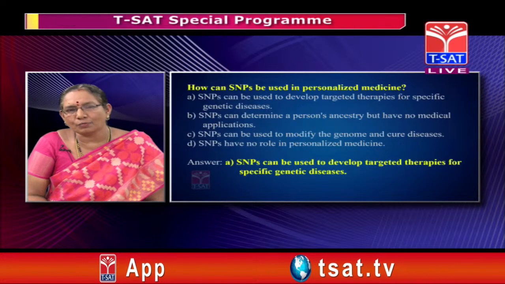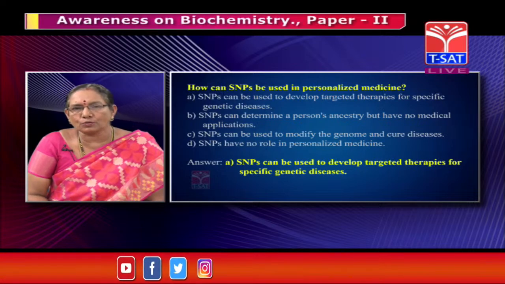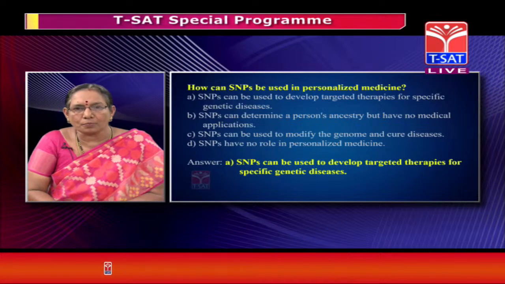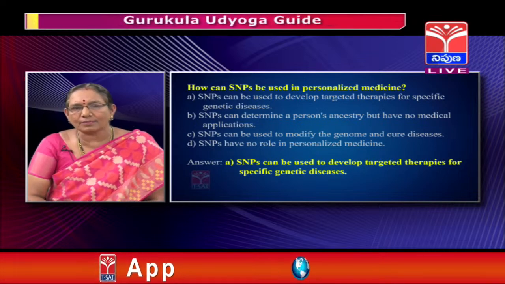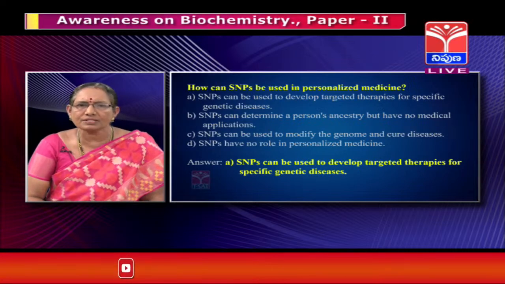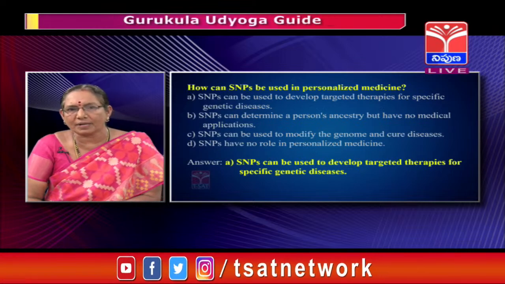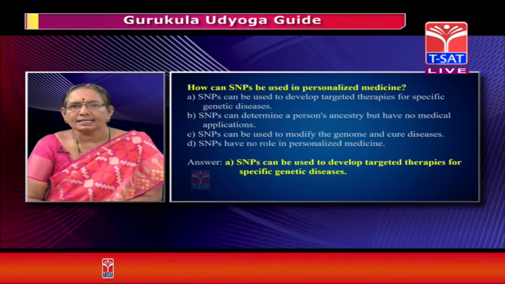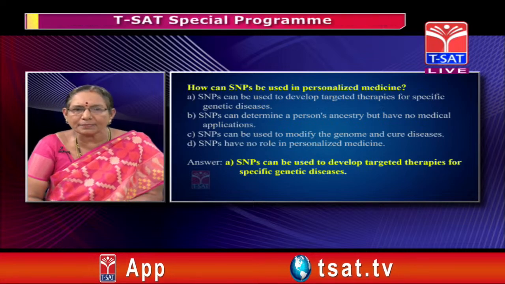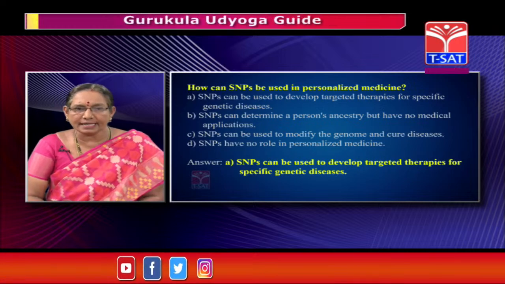Now another popular question on SNPs could be how can SNPs be used in personalized medicine? I think single nucleotide polymorphism is a very popular aspect in bioinformatics as well as in molecular markers also, because they are used for different types of diagnostic purposes. So these are required to develop targeted therapies for specific genetic diseases, and also to understand evolution. So SNPs can be used to develop a targeted therapy or personalized medicine for a particular genetic disease.